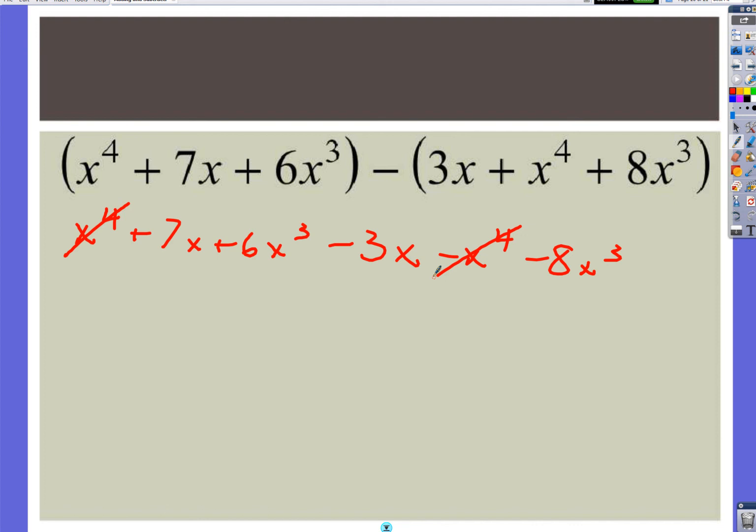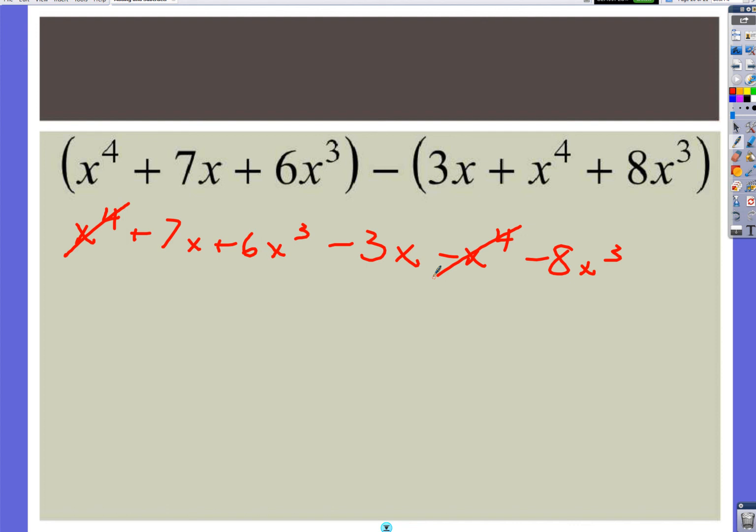Guys, I want to get through this. What's in front of this x to the 4th? A 1. What's in front of this one? A negative 1. What is 1 minus 1? 0. So we're not going to write 0x to the 4th. We're just not going to write anything, it cancels.